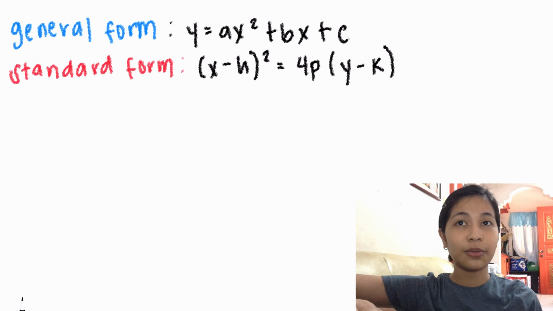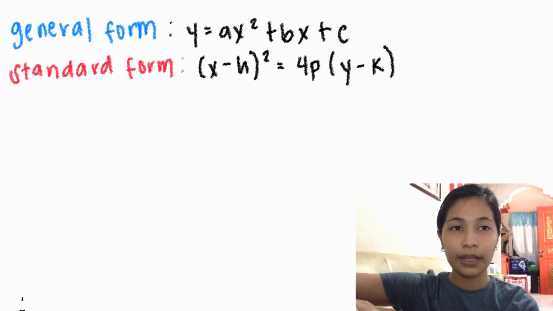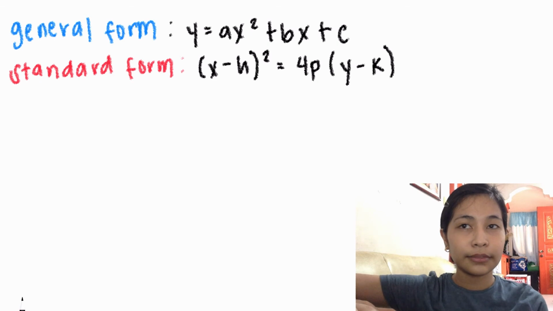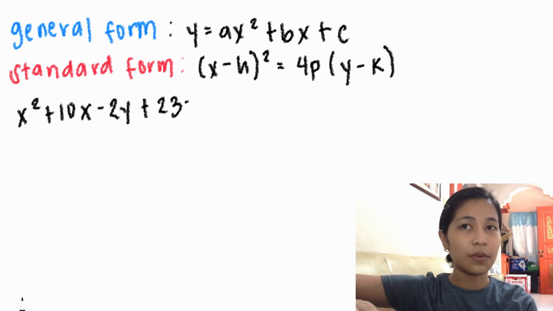Okay, so given the general form, y equals ax squared plus bx plus c, and the standard form, quantity x minus h raised to 2 equals 4p quantity y minus k. Let us try this example, transforming general form to standard form. Given this equation, x squared plus 10x minus 2y plus 23 is equal to 0.